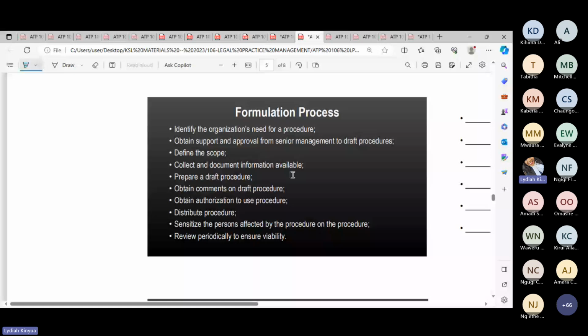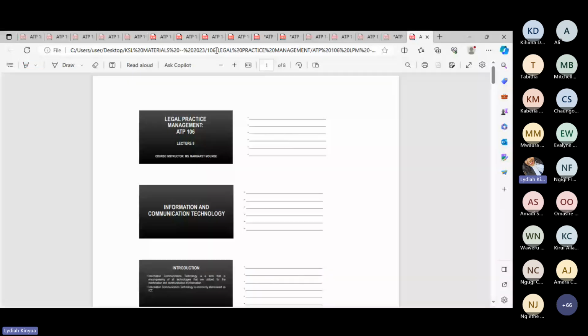Let's see. Okay, there's something else. ICT. There was a question about ICT and it was very complex. Good Lord. I kept wondering why someone would want people to struggle. It was a very complicated question on ICT. Let me show you what it was.